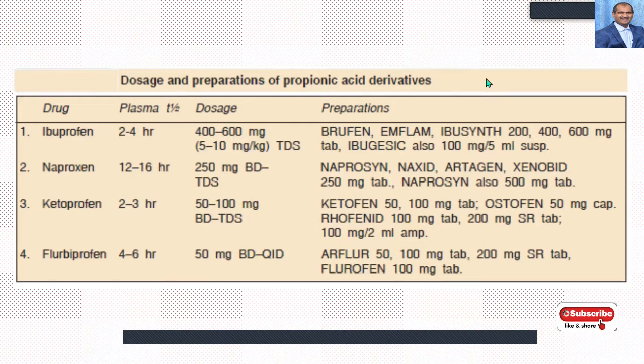Naproxen and ibuprofen are very commonly used, whereas ketoprofen is a very specific drug used in veterinary practice. And ibuprofen is used in dental surgery or any other induced pain, and the dosage varies from 400 to 600 milligram total dose in human beings. Or if you take the per kg dose, it is 5 to 10 milligram per kg. And naproxen acts for 12 to 16 hours, that's the duration of action, whereas the dose is 250 milligram BID, or twice a day, and many trade names are there.